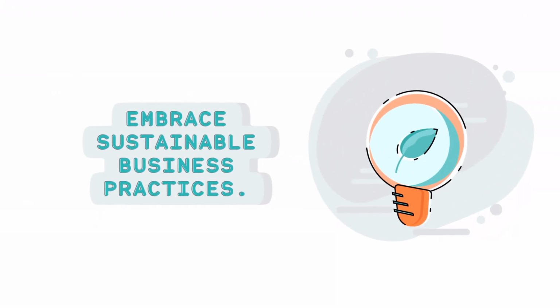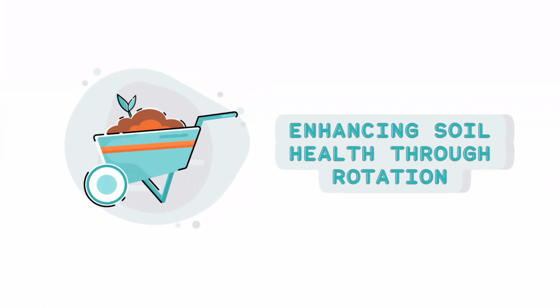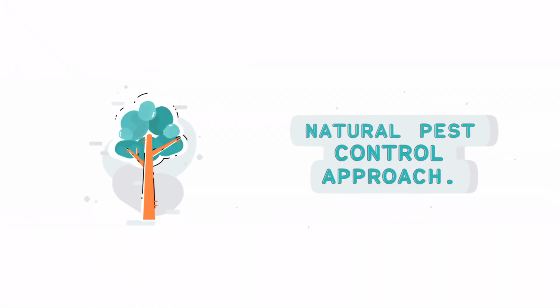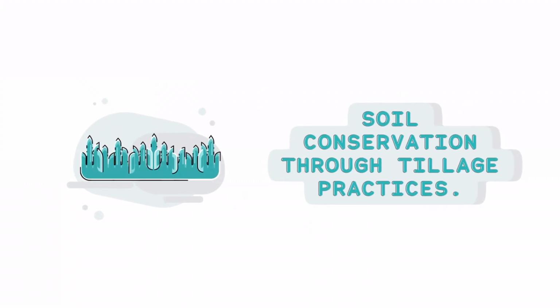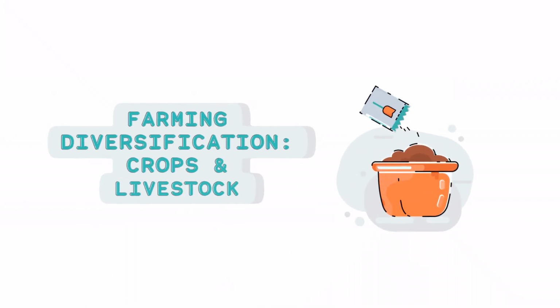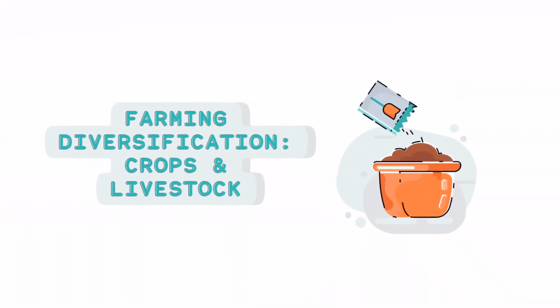5. Adopt sustainable practices. Crop rotation, improve soil health and reduce pest and disease problems. Integrated pest management, use natural methods to control pests. Conservation tillage, protect soil from erosion. Diversification, grow a variety of crops or raise different livestock.